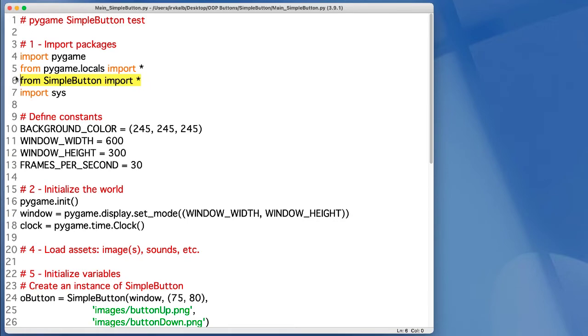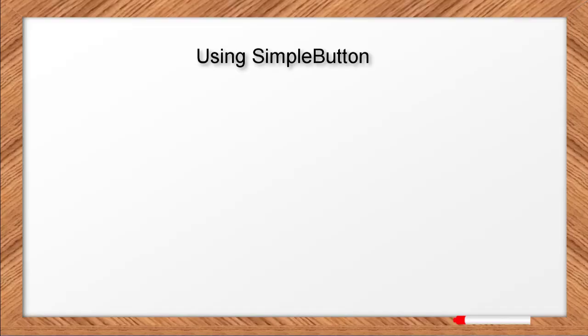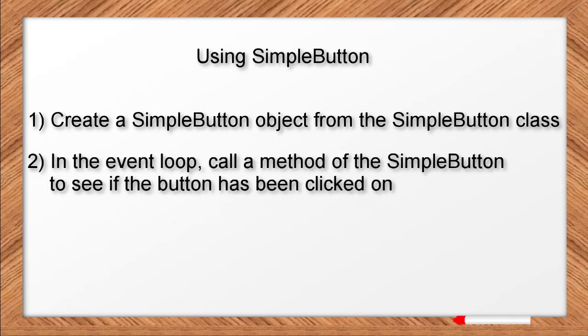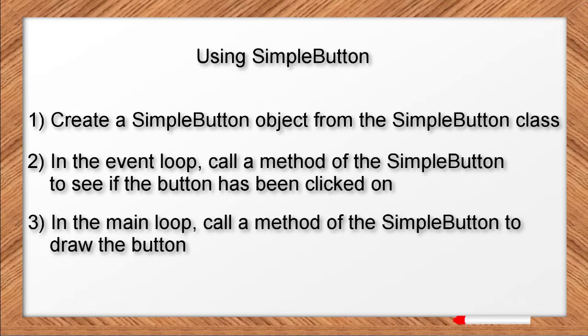There are going to be three steps. The first thing we need to do is to create an object, a SimpleButton object, from the SimpleButton class. The second step is that every time through the event loop, we call a method in the SimpleButton object to see if the button has been clicked. And third, every time through the main loop, we call a method in the SimpleButton object to draw the button. Let's take a look at these steps in detail in the code.